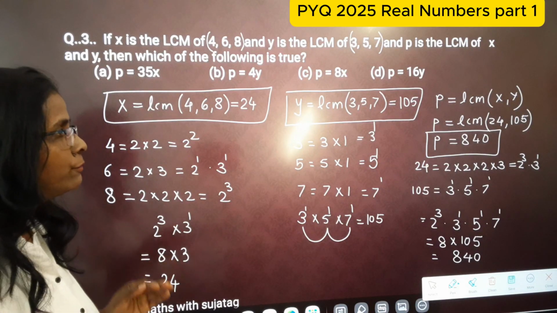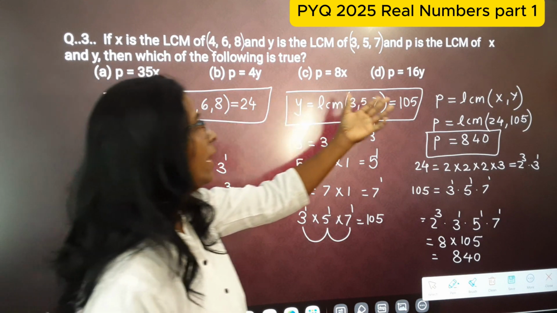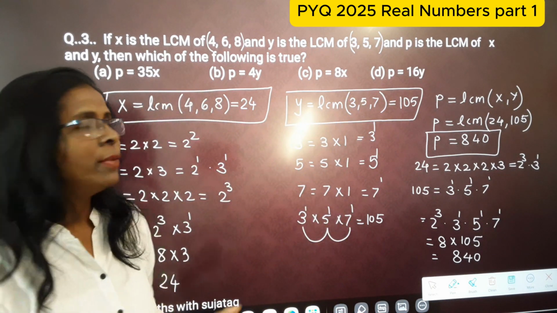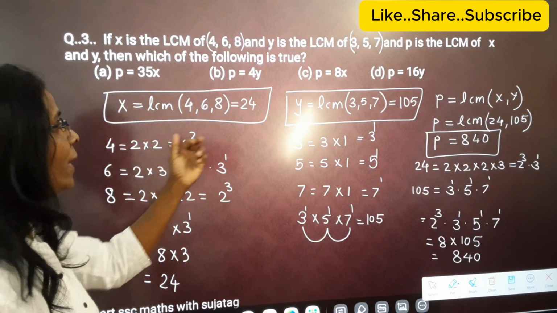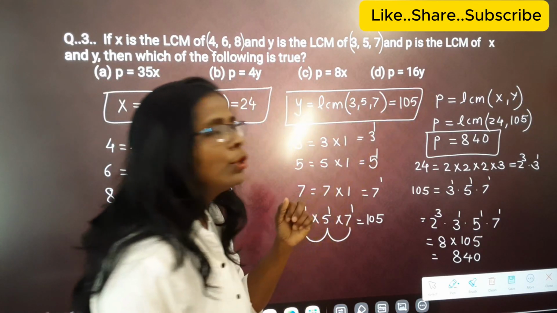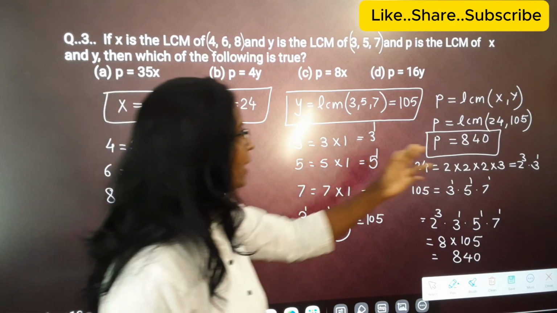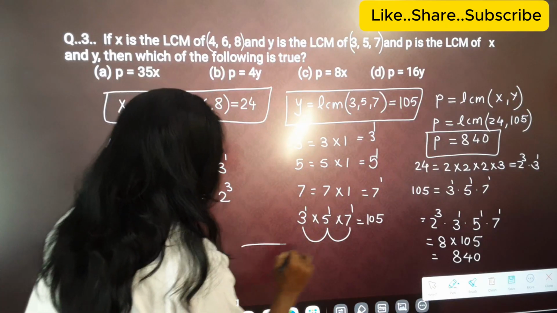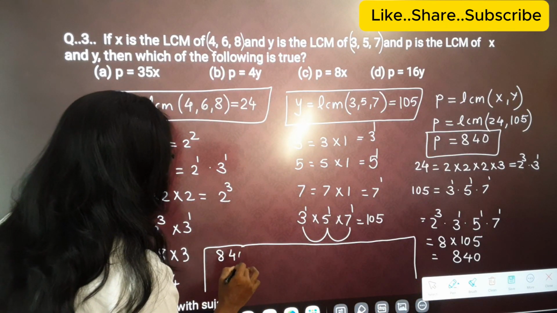Now 840, the solution is not as it is, but it is in the factorization form. And the factorization form is with respect to x and with respect to y. So we have to find out the factorization with respect to x and y. So here I do the factorization of 840.